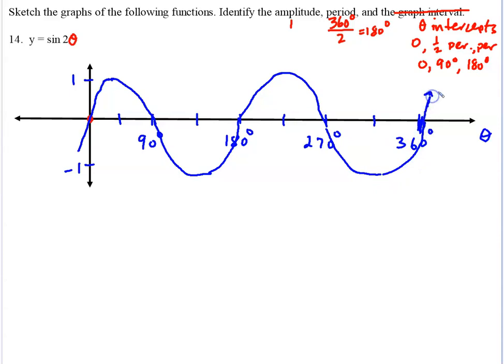And then that just keeps on going forever and ever, but you don't have to continue on. All I want you to do is show me through 360 degrees, and that will be sufficient. Okay, I think we're done. I think we got them all.